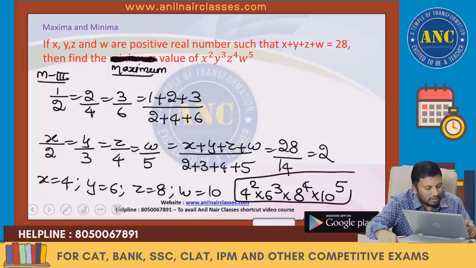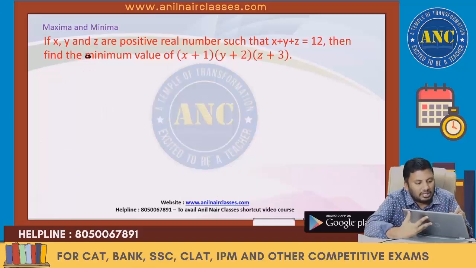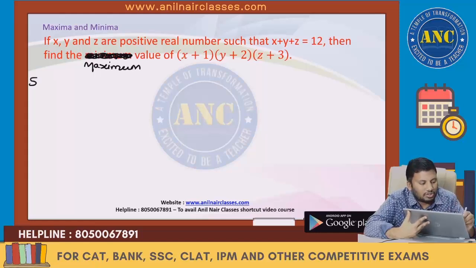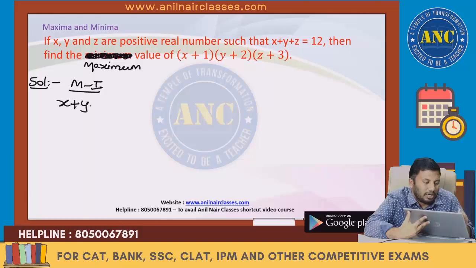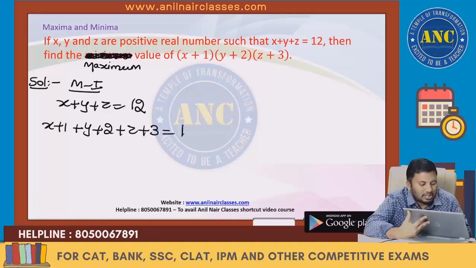Next question. Method question 2. Again it is some constant product that will be maximum. This is a maximum value. Now see here, sir. Solution. Method number 1. You take any method that comes into your mind. X plus y plus z equivalent to 12. But the question is x plus 1 plus y plus 2 plus z plus 3 equivalent to 18.